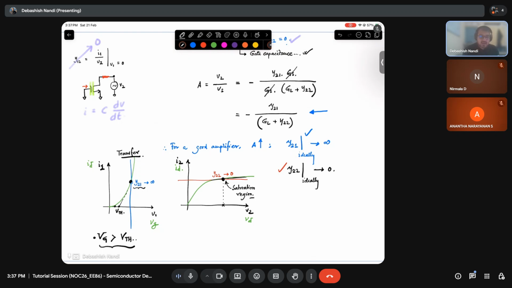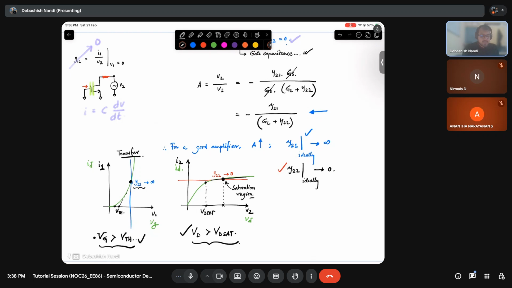So is that clear? So why do I bias? Basically my VD should be greater than VD sat, right? Somewhere here will be your VD sat value. So these two should be satisfied when I am using the MOSFET as an amplifier. Is that clear?